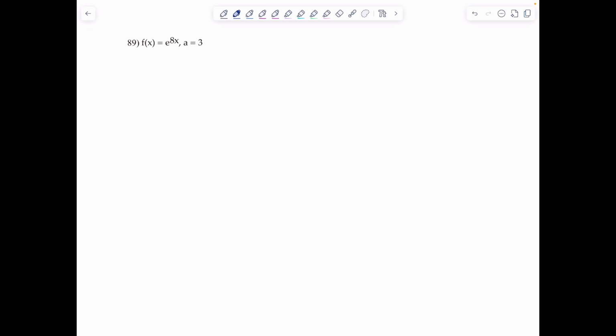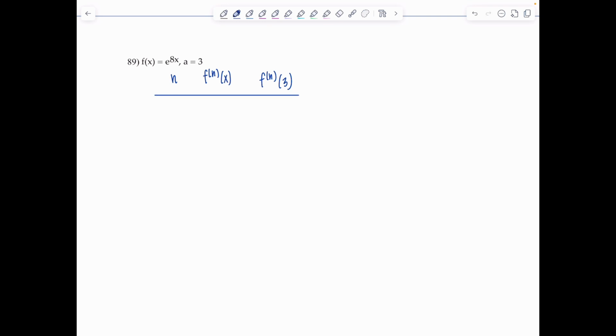So again, find the Taylor series generated by f at x equals a. So full sigma notation, find the pattern and everything. So nth derivative at x, and then nth derivative at a, which is 3. E to the 8x, hopefully you're like, ooh, that's going to be so relaxing to differentiate. It will. I think we can just go up to 3 and we'll be golden.